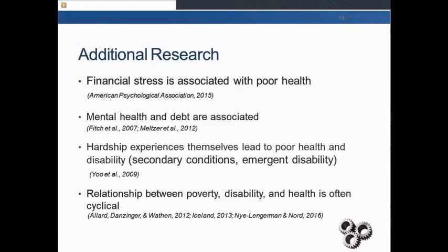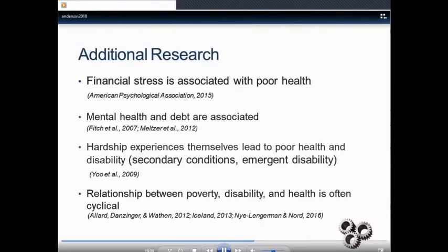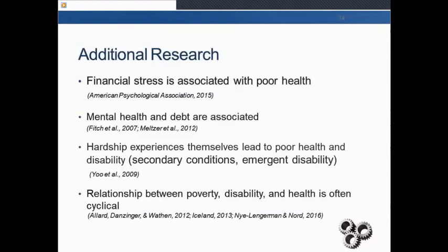So as an example, a condition that may be very treatable, but if an individual does not have access to proper treatment or health care or health coverage, the treatable condition could then become a disability itself. So essentially a secondary health condition is a treatable condition that if left untreated can result in a disability or become a disability. And then we certainly know that the relationship between poverty, disability, and health is often cyclical. And we tend to see this pretty prevalently with the generational or multi-generational poverty.